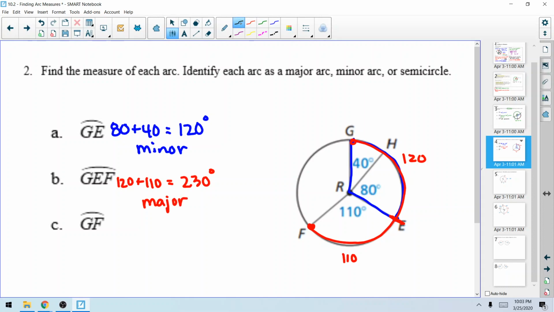GF. Okay, well, GF. And keep in mind, we go the black way because it's only 2 letters, so you go right from G to F. You don't swing the whole way around and go GEF again.